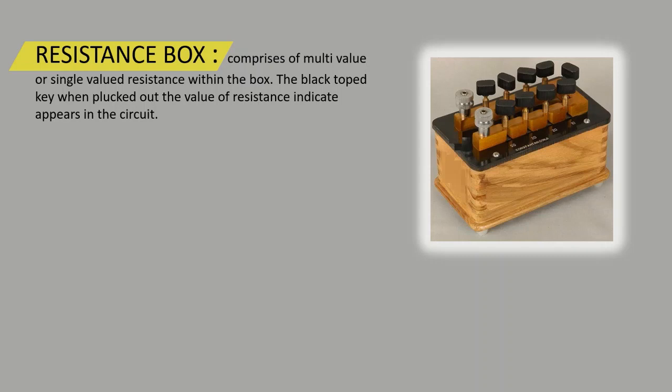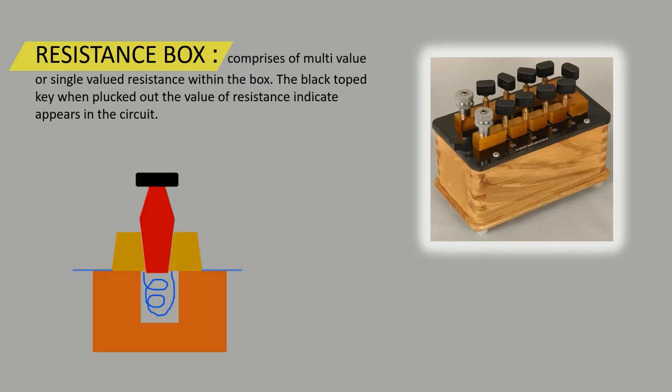This black top is generally plugged out so that the resistance can be added within the circuit. It is generally connected in series with the circuit. But have you ever wondered how this resistance box works? When we plug it out, the resistance is added, and when we plug it in, the resistance is removed.